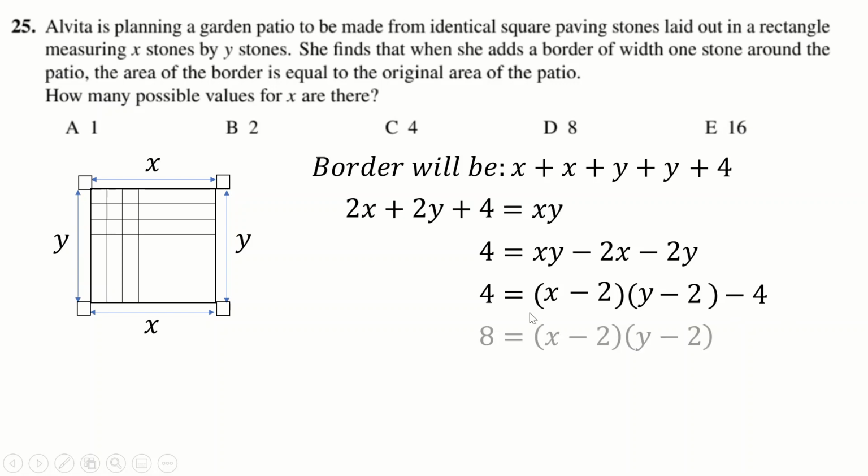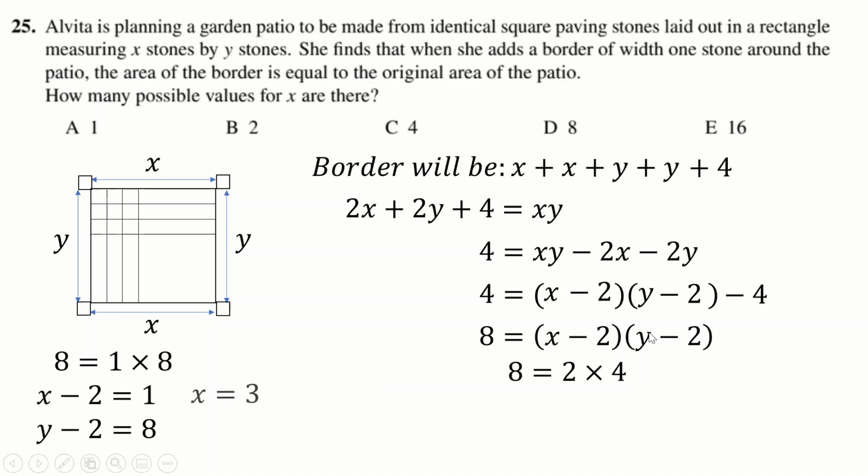Now, of course, I can add 4 to both sides. And this is kind of interesting, because remember, all of these are integers. So we've got an integer times an integer is 8. Now, there's actually only two cases in which that works. 8 is 1 times 8, or 2 times 4. So now all I have to do is say, well, over here, let's just say that this bracket is 1, and this one is 8, and get a solution. X is 3, y is 10.